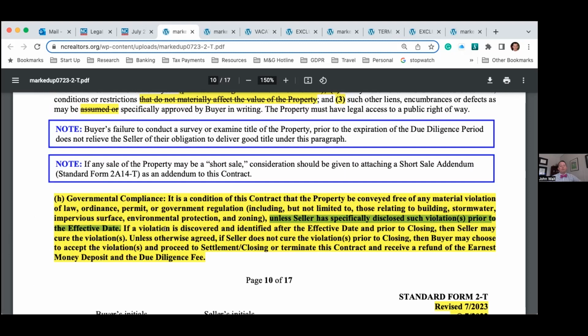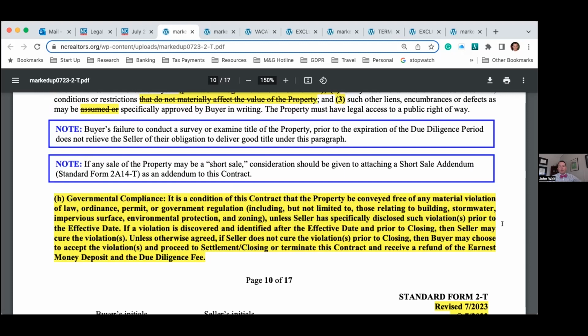So if a violation is discovered after the effective date but prior to closing, and that's important too, because this paragraph, I think, by its own terms, is not going to survive closing. This condition is of the contract itself, and so if something's found post closing, paragraph 4H, where you accepted the property as is, is going to kick in, and that's going to be a difficult hurdle for the buyer to get over.